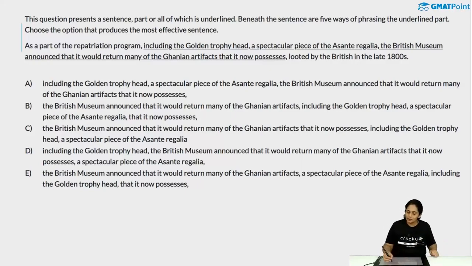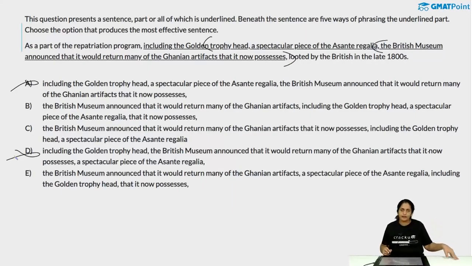So firstly, this part, which is the British Museum has announced this particular thing, has to come first. So from the given options, we can directly eliminate option A and option E, because the British Museum announced that it would return many of that should definitely come first, because otherwise it makes no sense. As part of the repatriation program, first you have to say what they are going to do. And then this remaining part is referring to a specific part, that is the golden trophy head, which is a spectacular piece of Asante regalia.